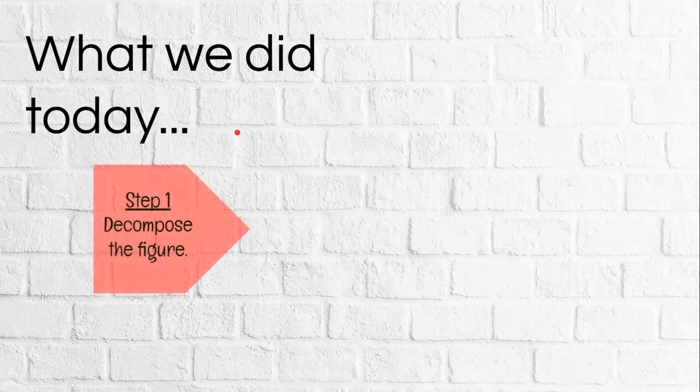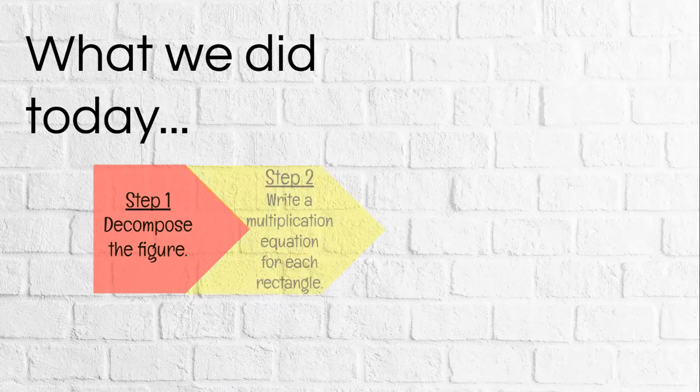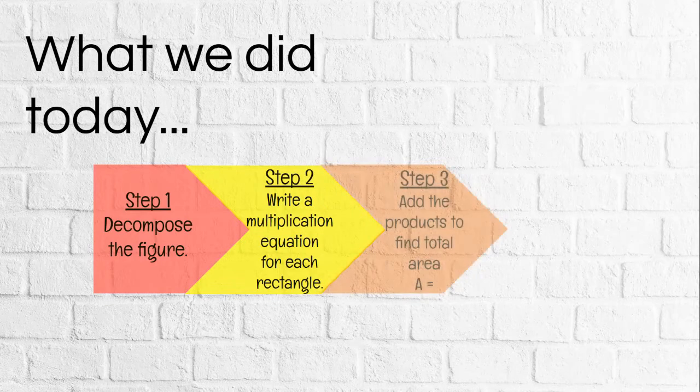Here's what we did today. Step 1, we decomposed the figure. We decided where we're going to put that stick, where we're going to put that line or that arrow, how we're going to break it apart. Step 2, we wrote a multiplication equation for each rectangle. So we took one figure, but then did 2 separate equations.